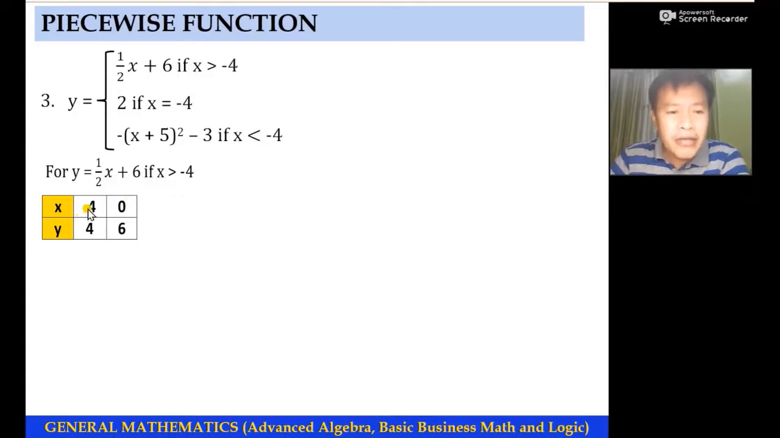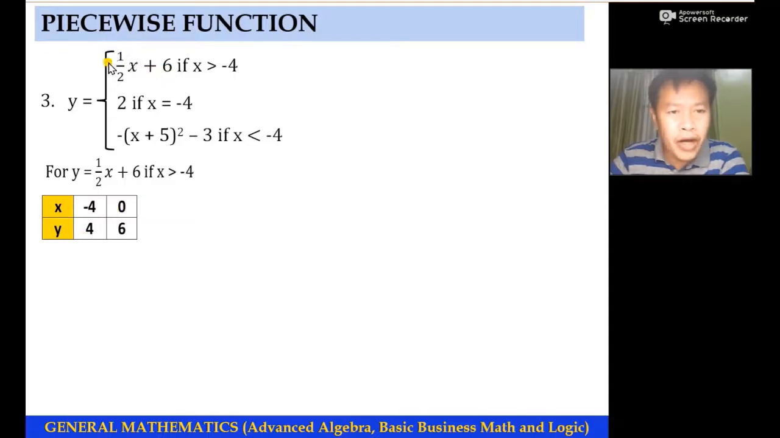Therefore, if x is equal to negative 4, we have negative 4 divided by 2 is negative 2. Negative 2 times 1 is negative 2. Negative 2 plus 6 is 4, or 6 minus 2 is 4. I will repeat. If x is equal to negative 4, negative 4 times 1 is negative 4. Negative 4 divided by 2 is negative 2. Plus 6 is equal to 4.